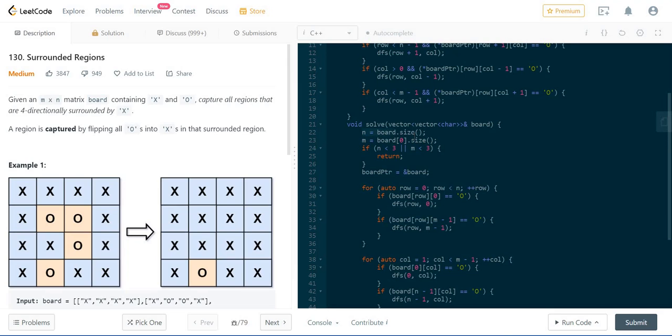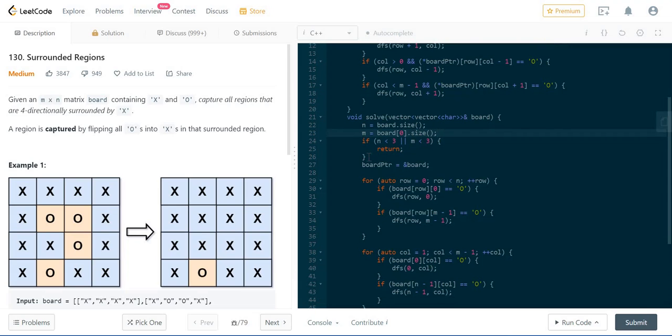So we have stored n and m as the number of rows and columns. As the board is a vector of vectors, board dot size will be the number of rows, and m will be board of 0. If any of you don't know, board of 0 will be the first row. The number of members of this row will be the number of columns. So that's why I'm storing columns.